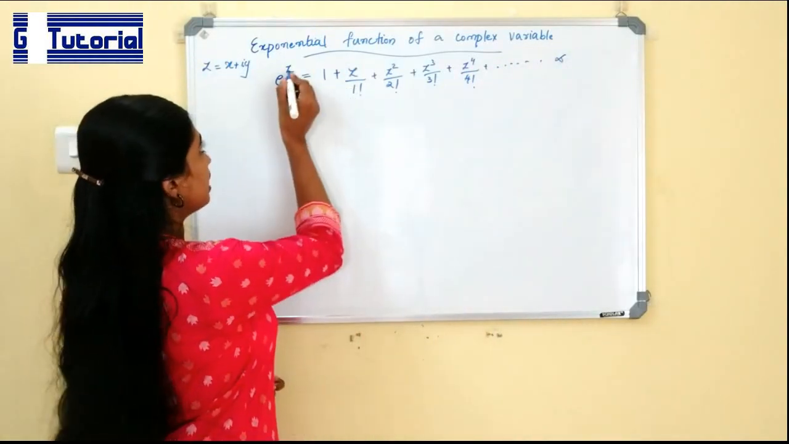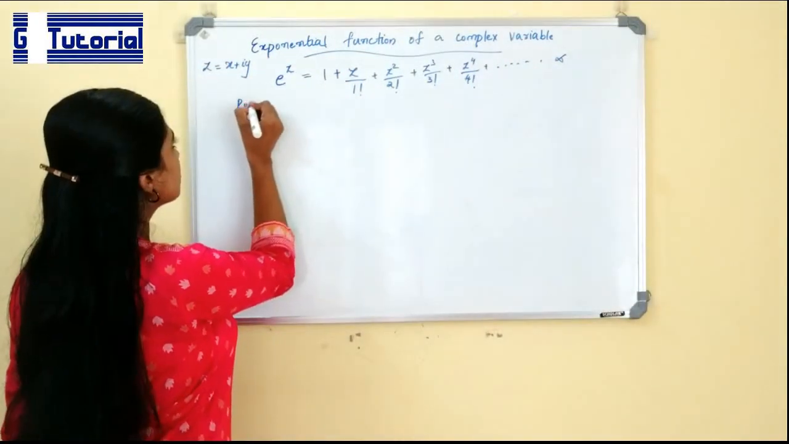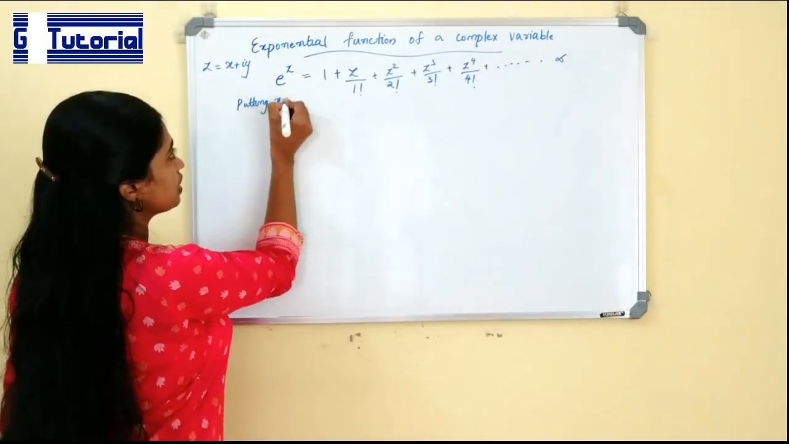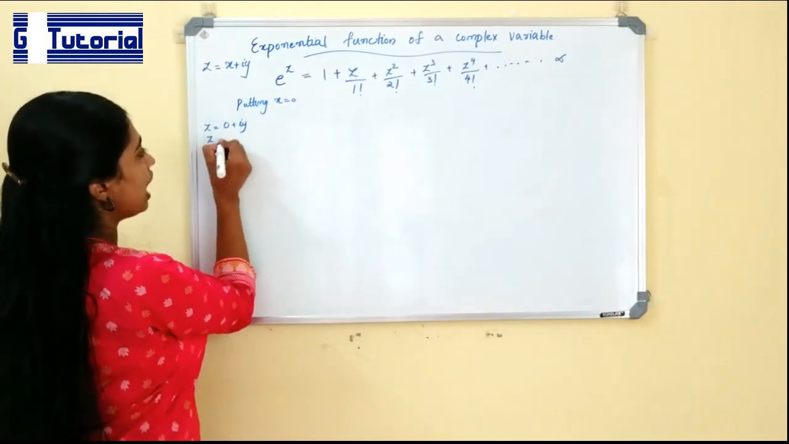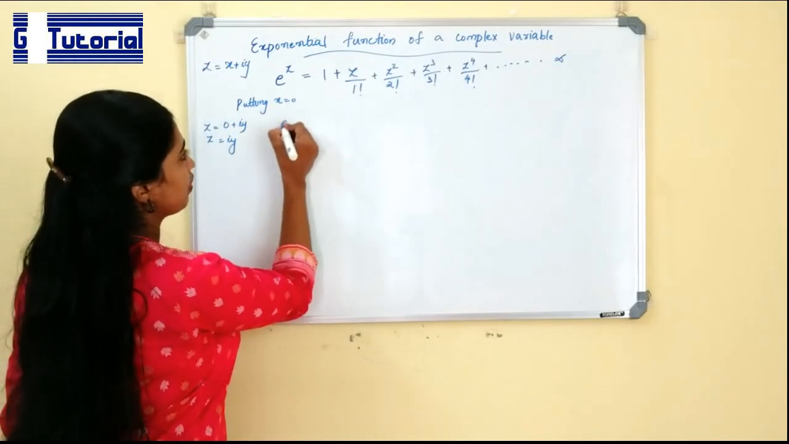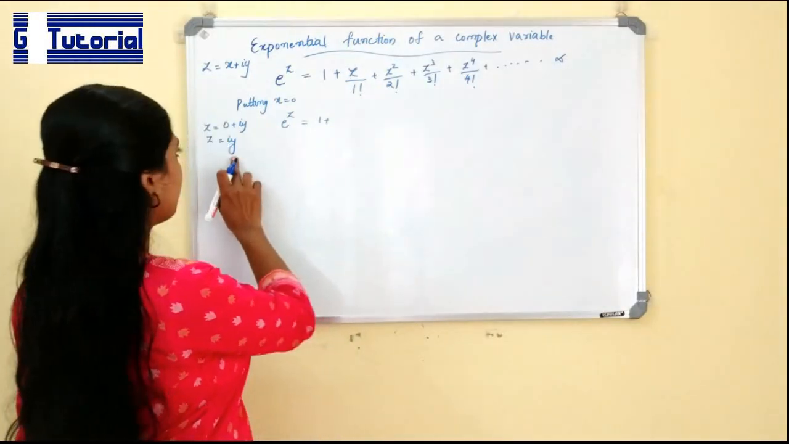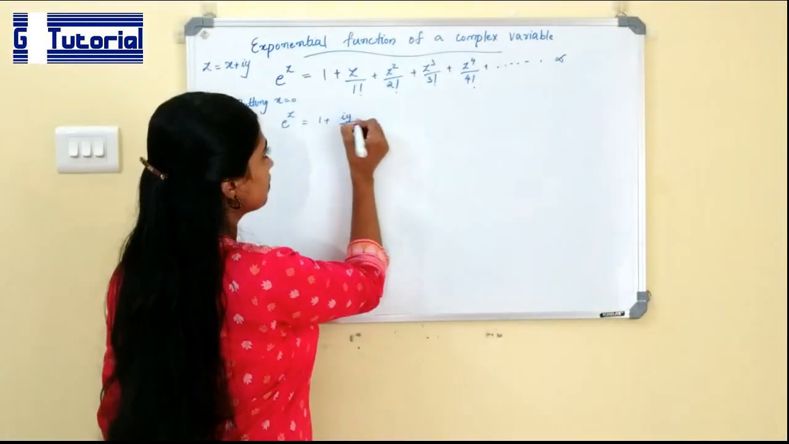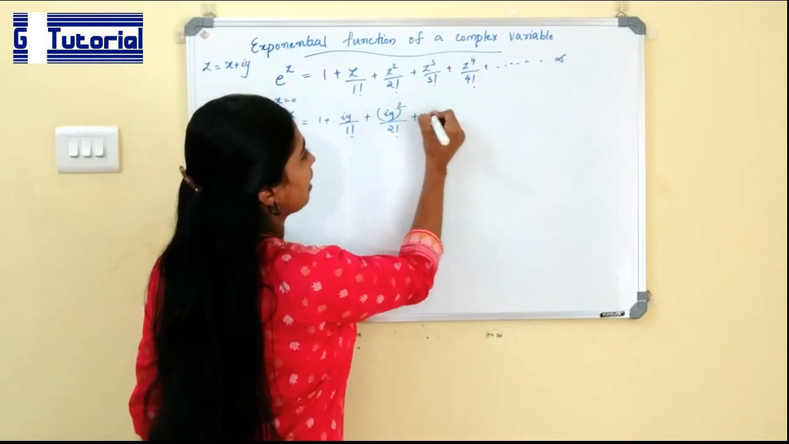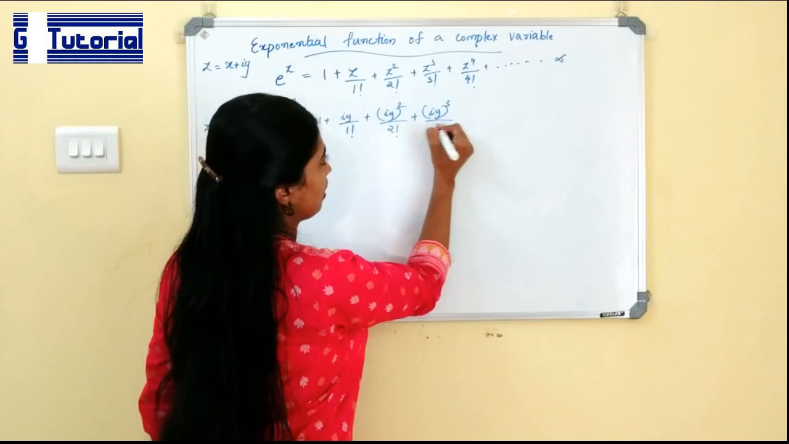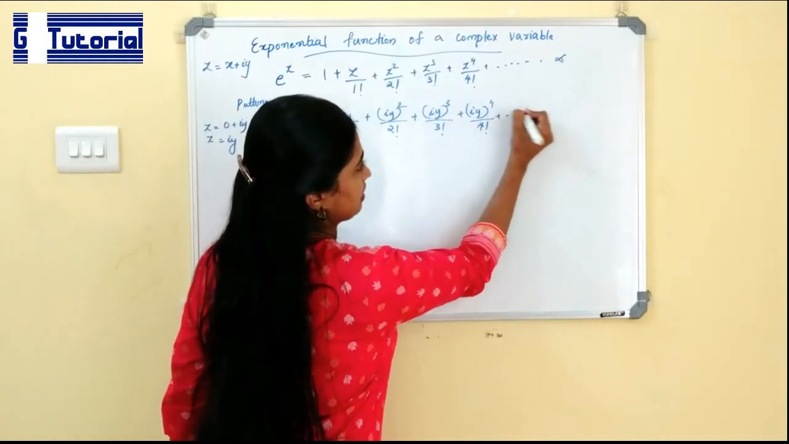Okay, we know that z is equal to x plus iy. We are putting x is equal to 0. So z is equal to 0 plus iy, or z is equal to iy. And we are substituting in this equation. So e raised to z is equal to 1 plus, instead of z, only iy exists. So iy by 1 factorial plus iy the whole square by 2 factorial plus iy the whole cube by 3 factorial plus iy the whole raised to 4 by 4 factorial plus etc.